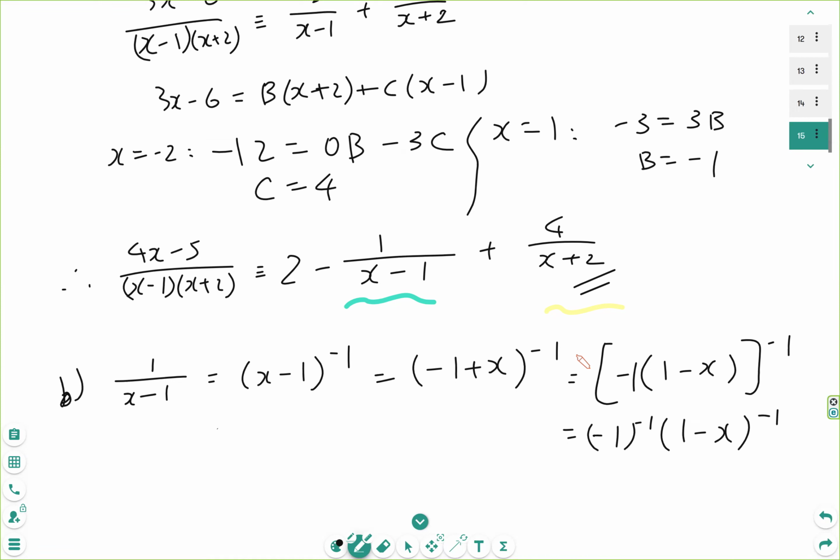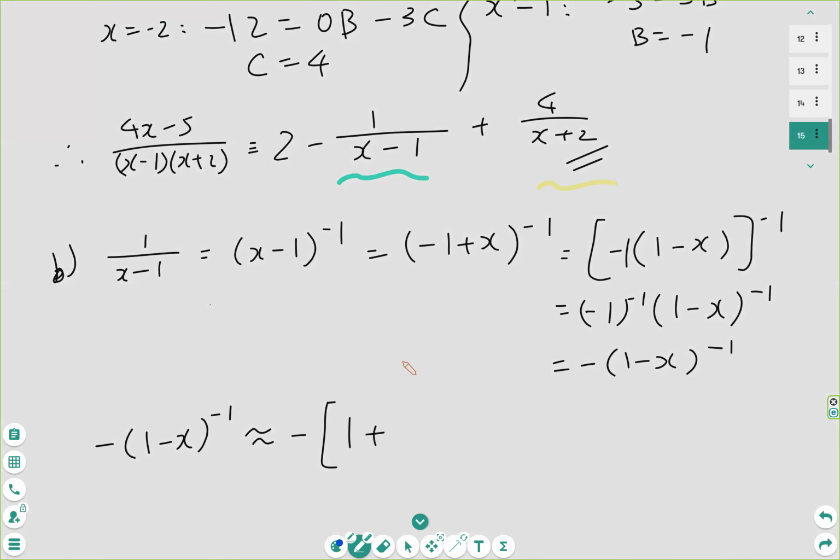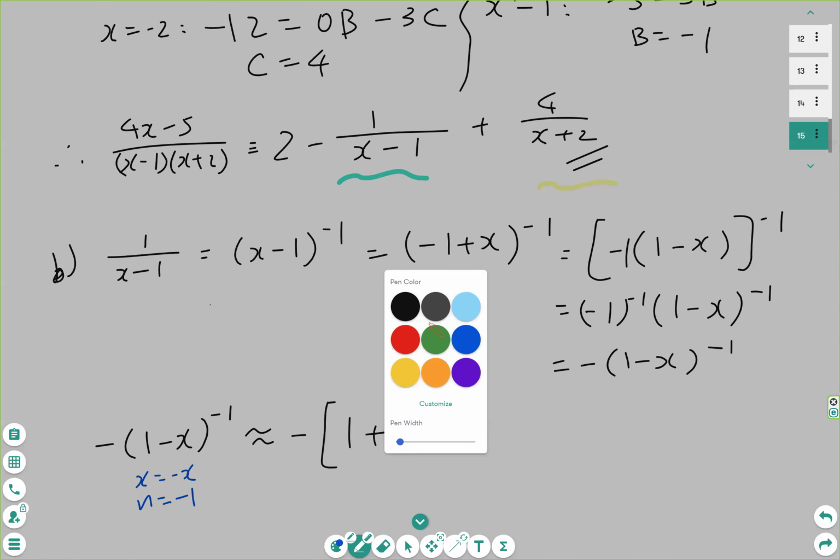Minus 1, best put in a calculator. Minus 1 to the power of minus 1 is minus 1. Yep, that's the same as minus 1 minus x to the power of minus 1. So let's do that. That will be the same as negative of 1 minus x to the power of minus 1, which is equivalent to negative of 1 plus nx. I like to do x equals to minus x, n equals to minus 1, just to remind myself what's n, what's x.